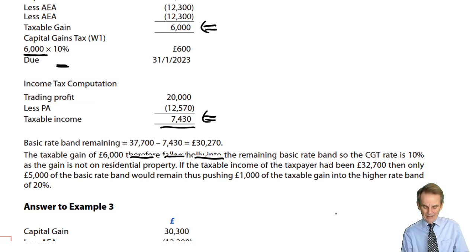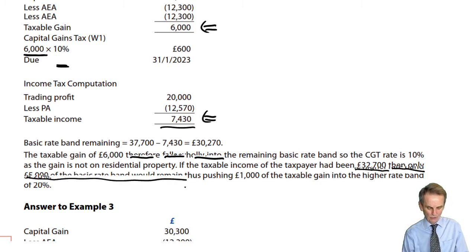As we've said, it's not a residential property, it's a commercial property, so the higher residential property rates do not apply. It says here, if the taxable income of the taxpayer had been £32,700, then only £5,000 of the basic rate band would remain. This calculation would have read 37,700 minus 32,700, and that therefore would have given us 5,000 basic rate band.